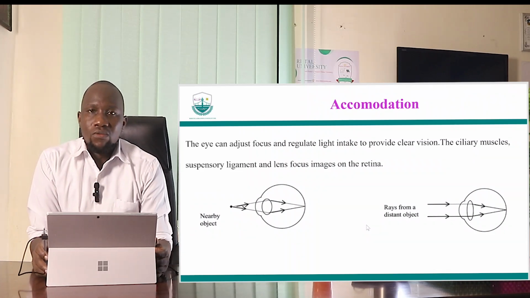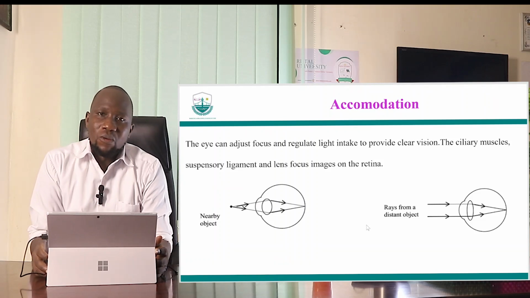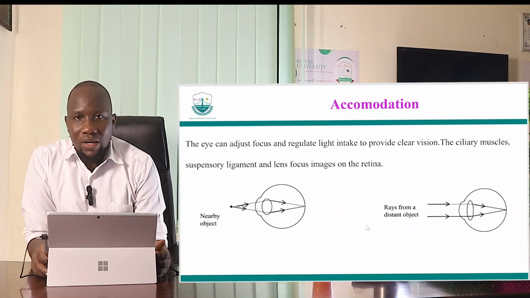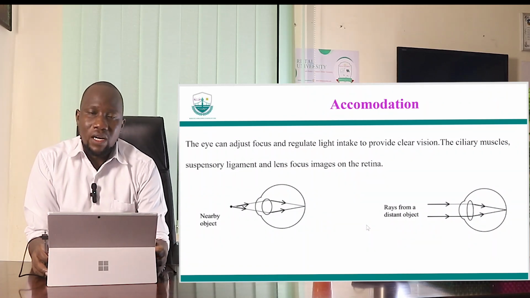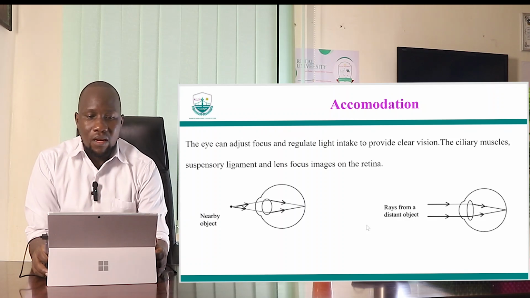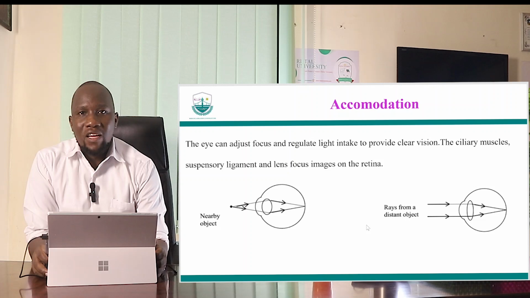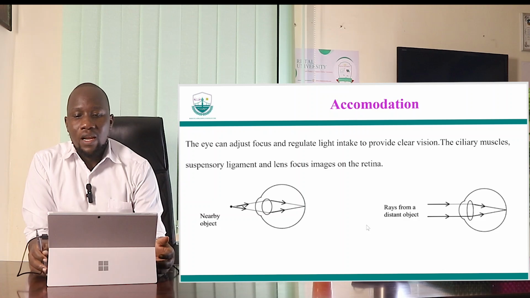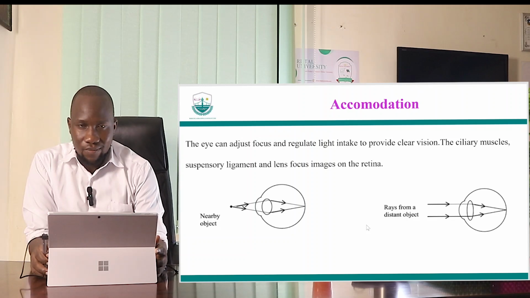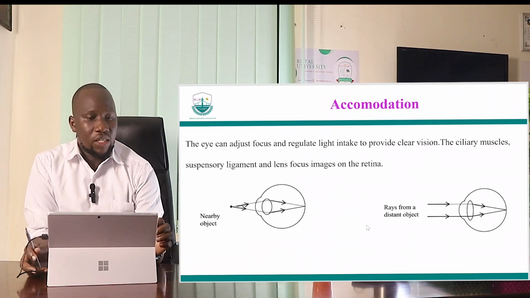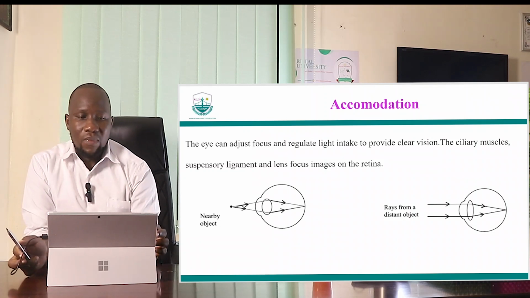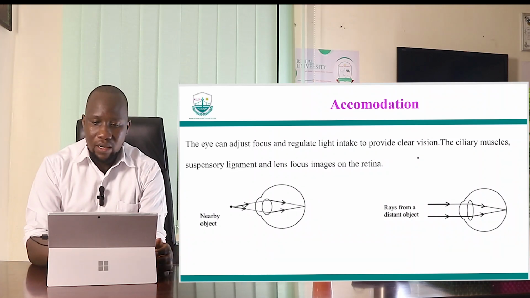I'm sure some of you know accommodation in relation to a place where you're going to sleep. That's what we often call accommodation. But in biology, we look at accommodation as a process that the eye employs to be able to focus and regulate the amount of light that enters the eye, such that you can have a clear image. If you don't have a clear image, the term that we use is blur. The image will be blur.